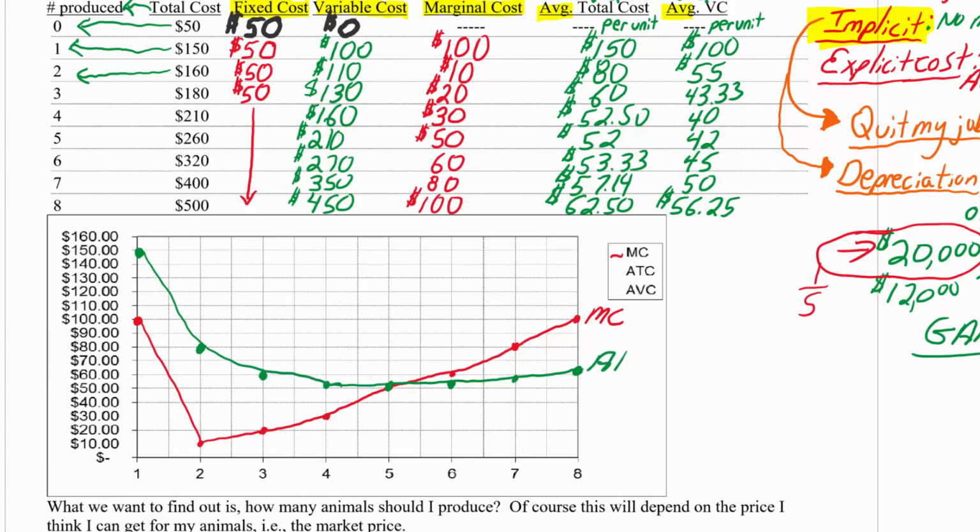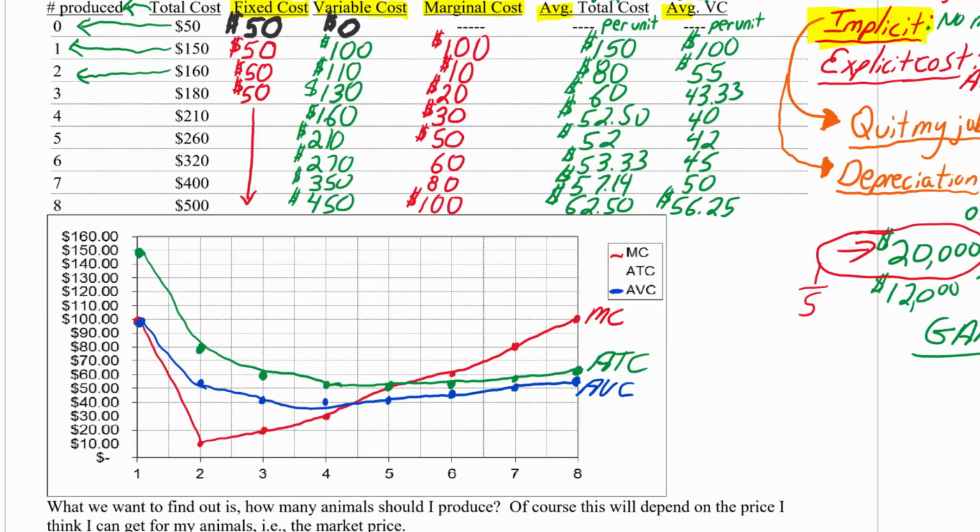Average total costs. Now we'll do the same thing for average variable cost, and I'll use blue here for average variable cost. 100, 55, and connect the dots.